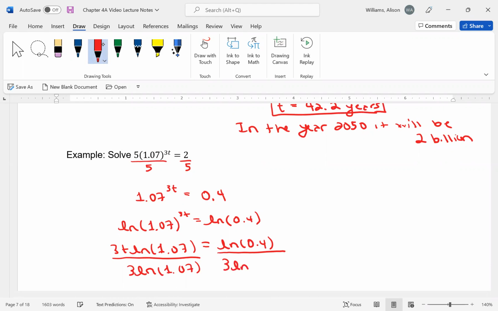Now, be careful when you plug this into your calculator. You might need to put an extra set of parentheses around that denominator because of the 3. You have to make sure you tell the calculator the 3 needs to be part of the denominator. Otherwise, it'll take the natural log of 0.4, divide it by 3, and then multiply the whole thing by natural log of 1.07. So make sure you put parentheses around that. All right, let's enter it into the calculator.